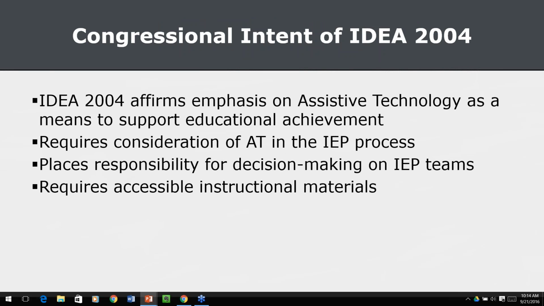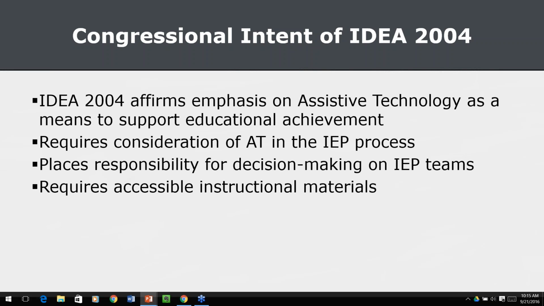IDEA 2004 really has an emphasis on assistive technology. Congress was really convinced, or the people that drafted the legislation at least, were really convinced that AT was a way to support and increase educational achievement of students with disabilities. You are required at every IEP meeting to at least consider assistive technology, and I don't know what you do in Region 10. A lot of regions have some sort of online system that has your IEP forms on there, and there's usually a little box to check where you're talking about assistive technology.